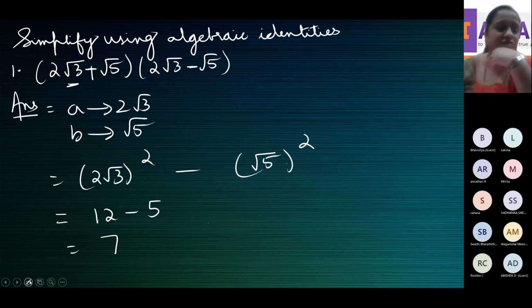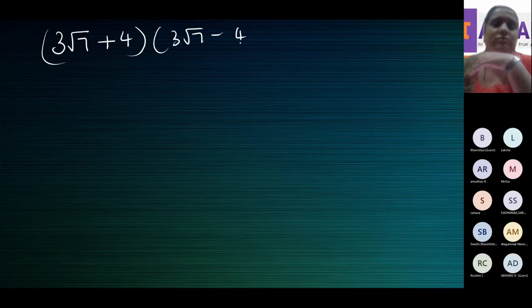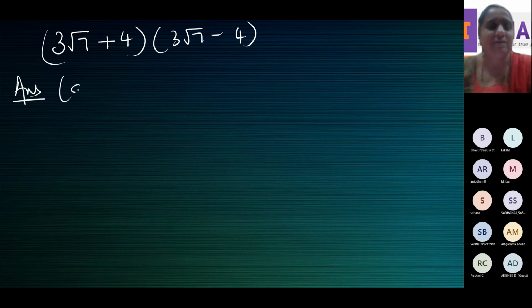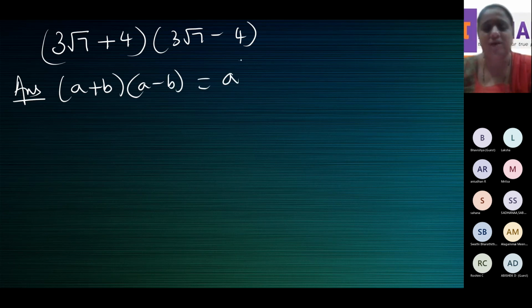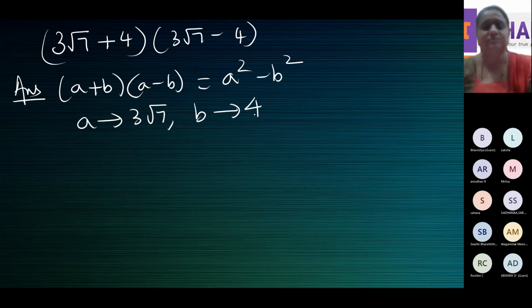I'll give another example for this one. Supposing you have 3 root 7 plus 4 into 3 root 7 minus 4. So again, this is like a plus b into a minus b. The answer is a square minus b square, wherein your a is 3 root 7 and b is 4.